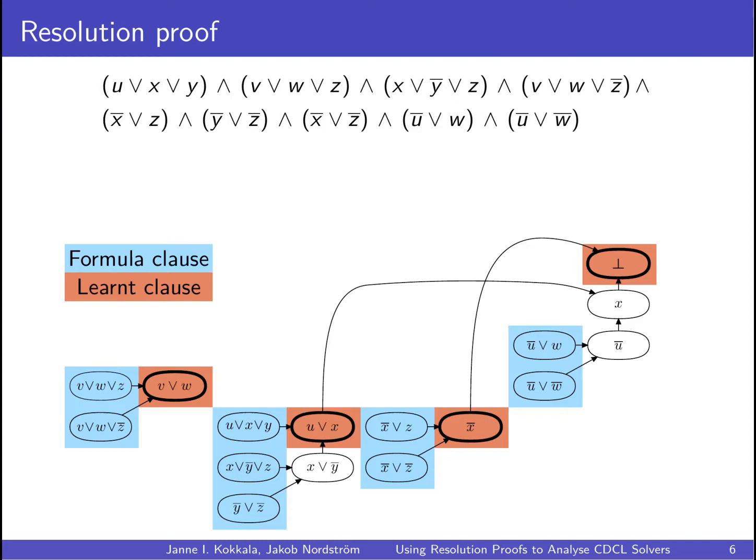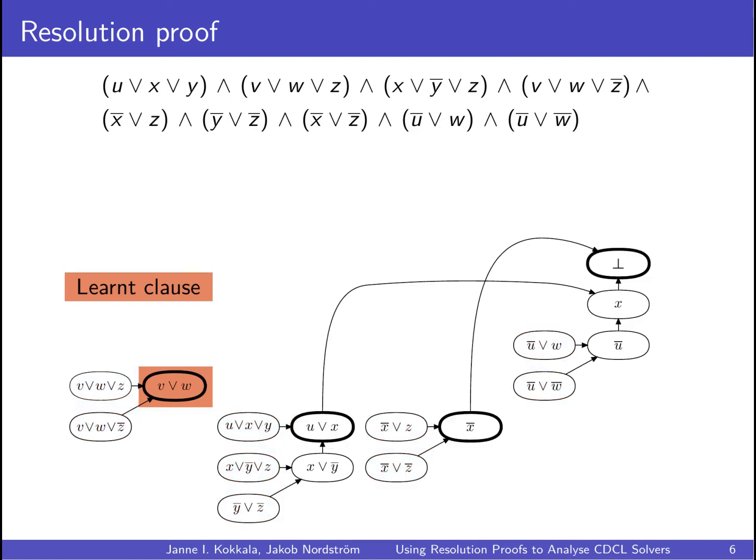So let's give some examples. If we take this learned clause, then these two clauses were used to derive it. For the next learned clause, these three clauses were used to derive it. And so on until the empty clause is learned using these four clauses.